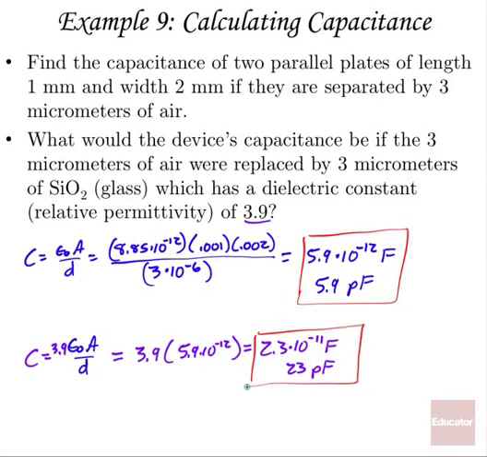So by inserting a dielectric, material with a higher dielectric constant, I increased my capacitance. Because the dielectric constant was 3.9 times larger than the original, my capacitance is 3.9 times larger than the original.